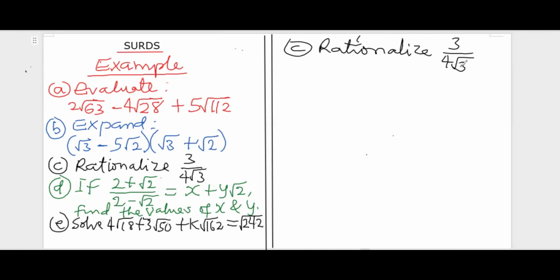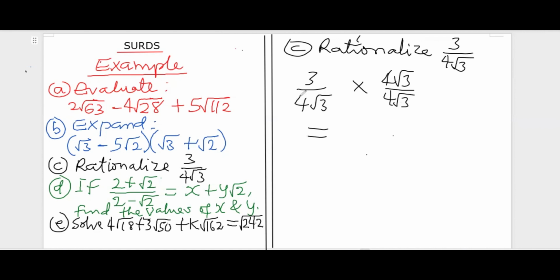So, to do this, what do we say? We have 3 over 4 root 3. If I multiply this by 1, it does not change its value, because 1 times anything is still that thing. The one I want to introduce now is 4 root 3 over 4 root 3, because that is 1 indirectly. The essence is that root 3 multiplying root 3, the square root will cancel out and we don't have a square root in the denominator. That will satisfy the purpose for which we are rationalizing.